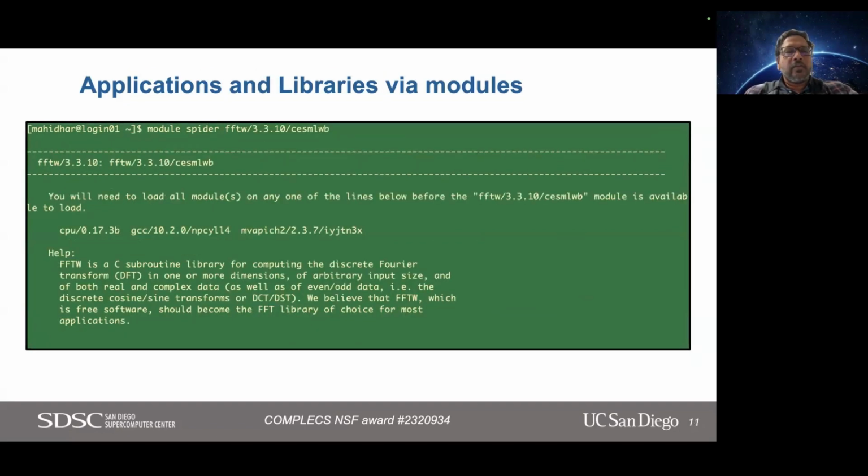And again, if you pick one version and do a spider, it'll tell you what all dependency modules are required to be loaded. So for example, for this particular FFTW version, you have to load the CPU module, the GCC 10.2, the compiler, and then load the FFTW.